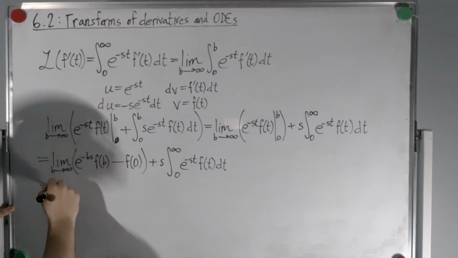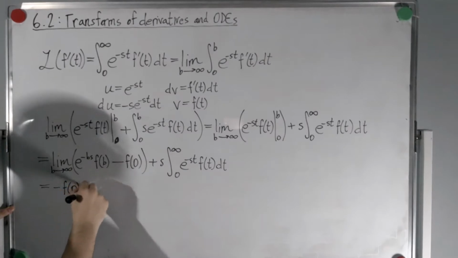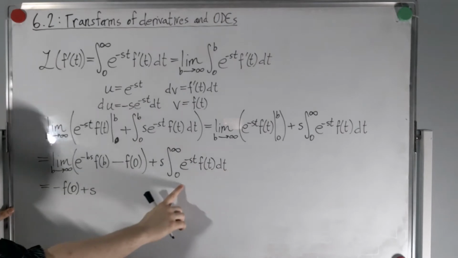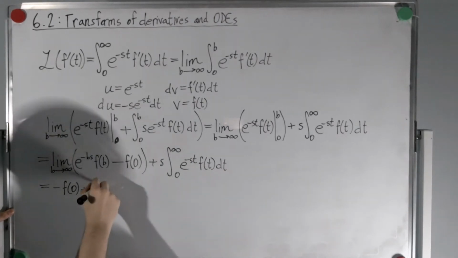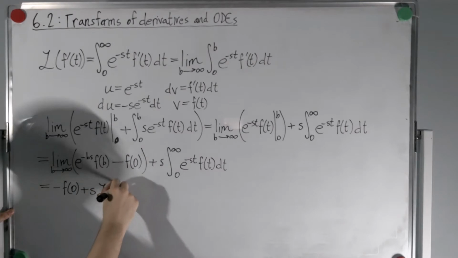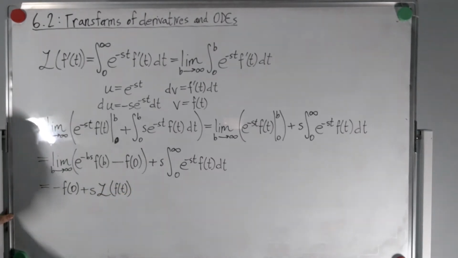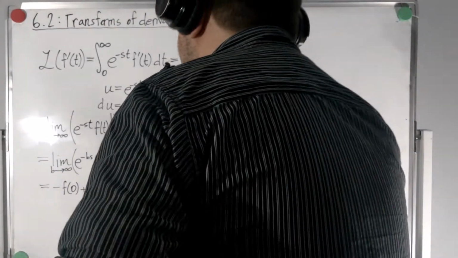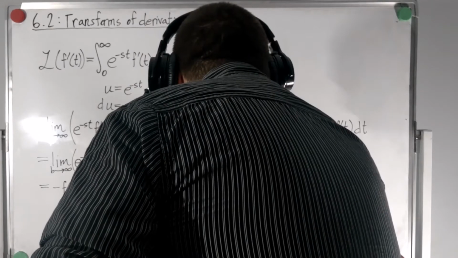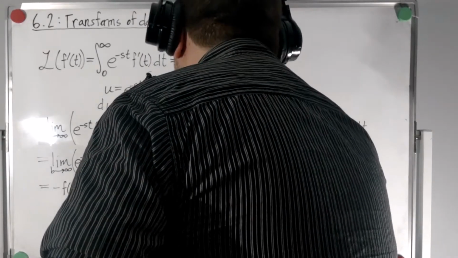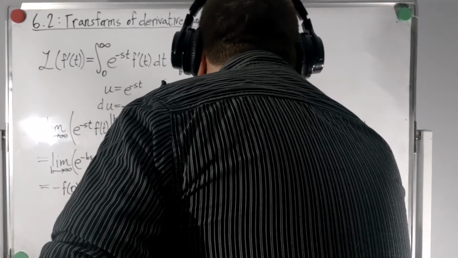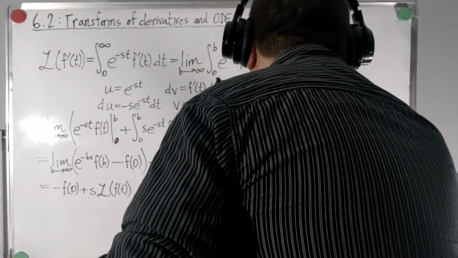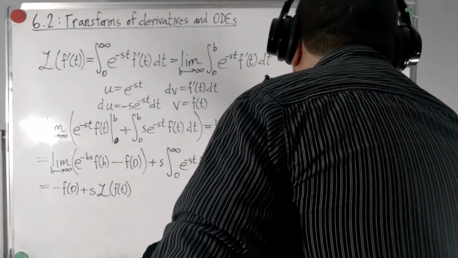So what we get here is negative f of 0 plus s times this improper integral. But if you notice, this improper integral is exactly the same as the Laplace transform of f of t. So what this means for us is that the Laplace transform of f prime of t is equal to s times the Laplace transform of f of t minus f of 0.